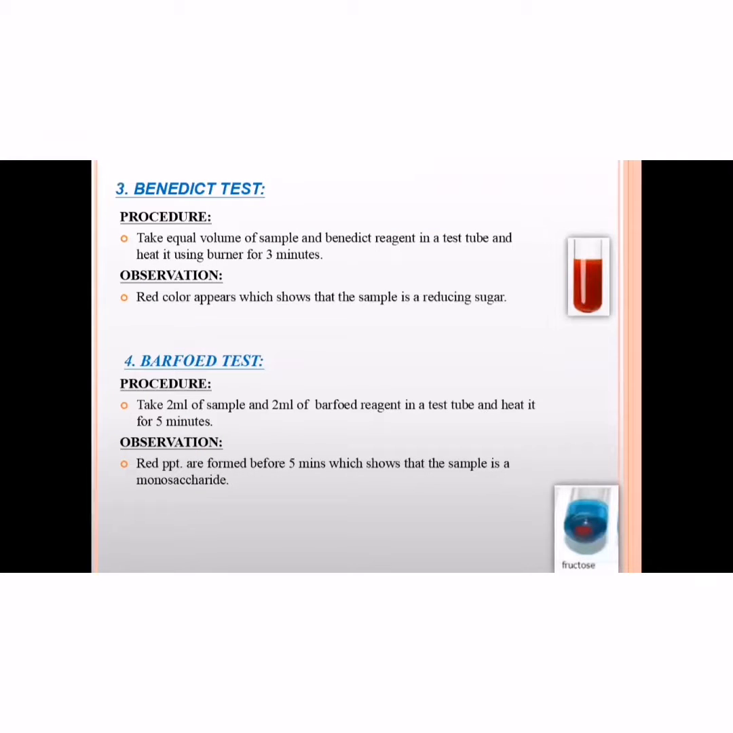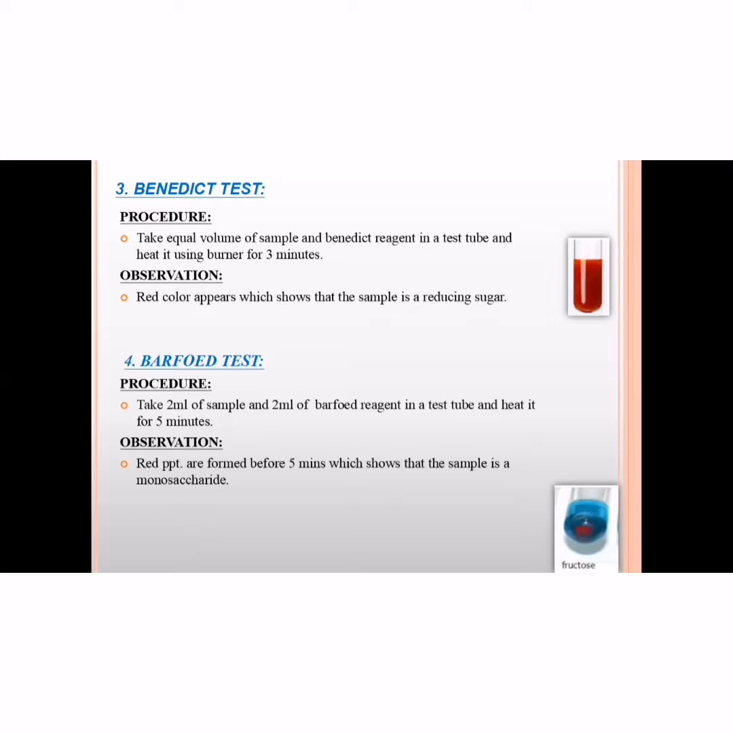After performing the iodine test, we will perform the Benedict test. In the Benedict test, we will take equal volume of both the sample and Benedict reagent in a test tube, and then we will heat it using a burner for about 3 minutes. We will observe that red color appears within 3 minutes, which means that it is a reducing sugar.